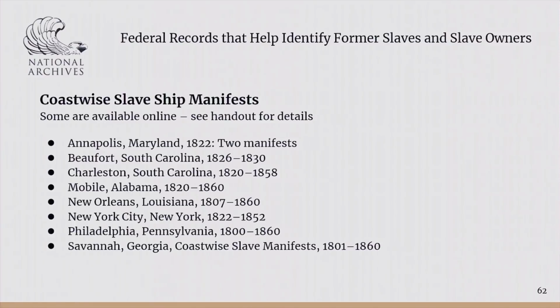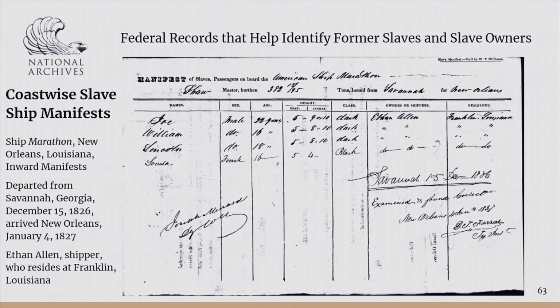The records for New Orleans are the most extensive of them, and they have been microfilmed and are online. This is an example from New Orleans of an inward manifest, a ship arriving at New Orleans. It's the ship Marathon, which departed from Savannah, Georgia on December 15, 1826, and arrived at New Orleans on January 4, 1827. Ethan Allen, the shipper, resides at Franklin, Louisiana.